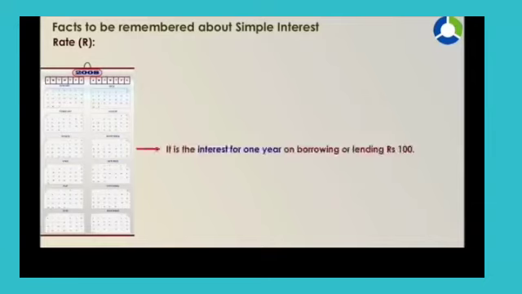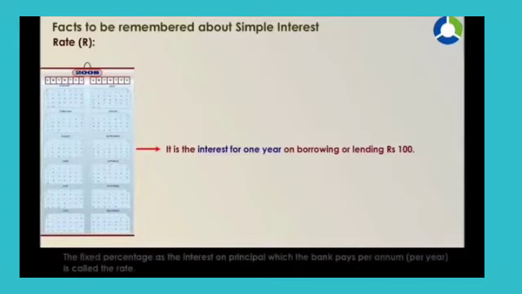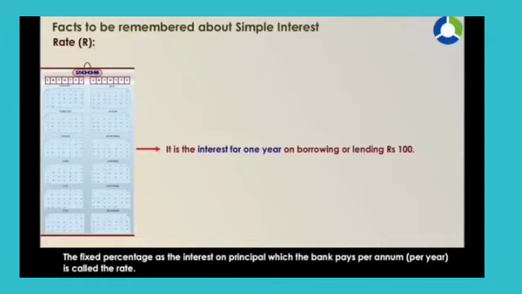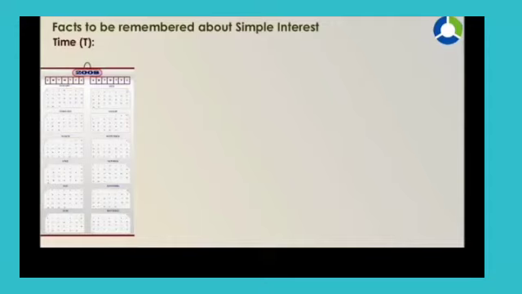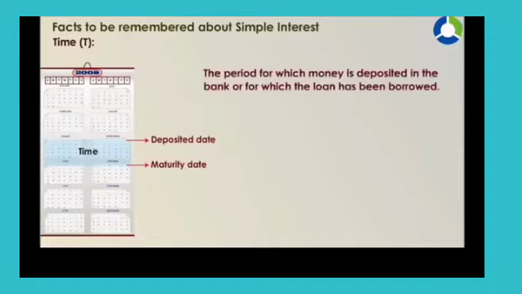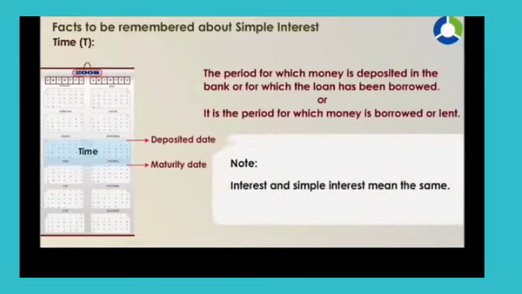Rate R. It is the interest for 1 year on borrowing or lending ₹100, or the fixed percentage as interest on principal which the bank pays per annum, that is per year, is called rate. Time T. The period for which money is deposited in the bank or for which the loan has been borrowed, or it is the period for which the money is borrowed or lent. Note, interest and simple interest mean the same.